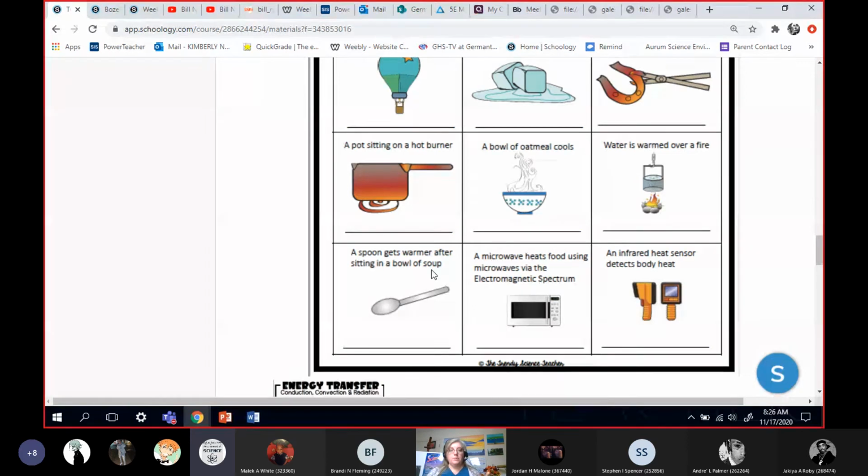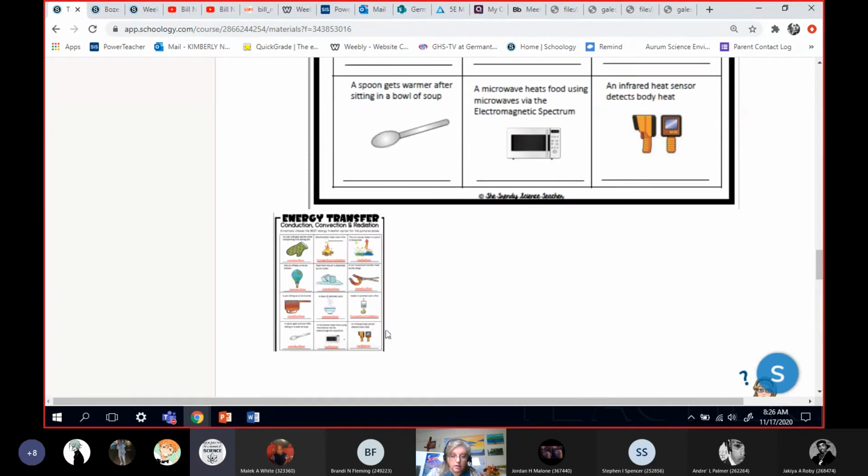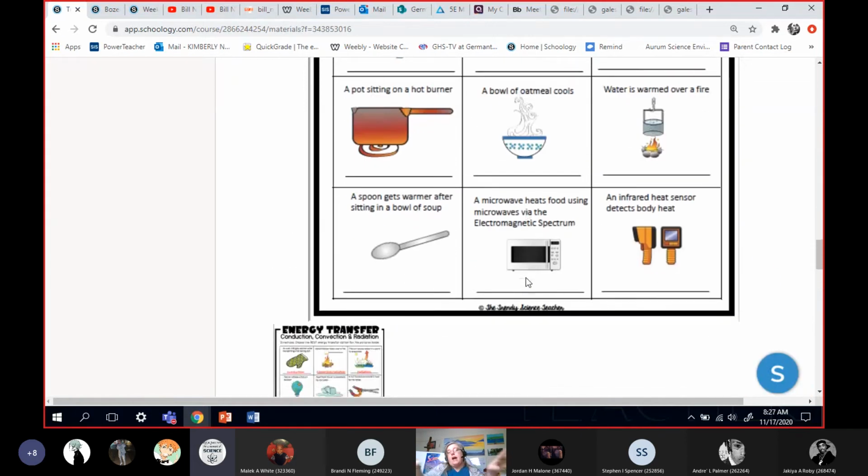And then we have this next one. The spoon gets warm after sitting in a bowl of soup. You have the spoon sitting there and it starts to burn your hand when you touch it. Conduction, right. And then the microwave is using microwaves via the electromagnetic spectrum. So that should be radiation. That one was tricky to me also. But the microwaves are coming out in all directions from the source. All right, so that's radiation, whatever machine they've got in there.